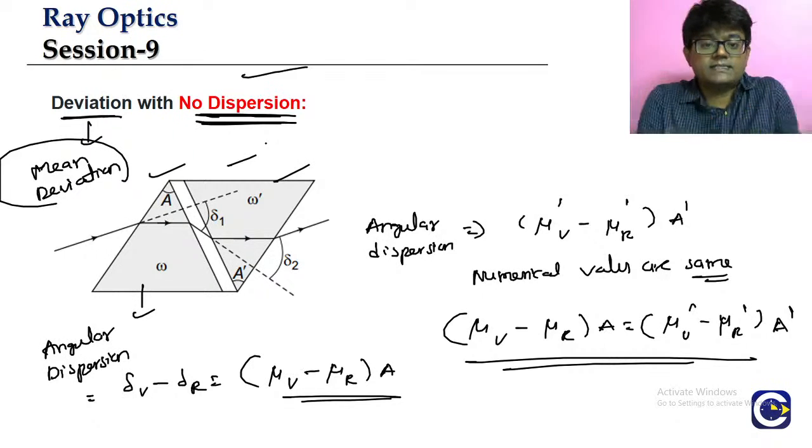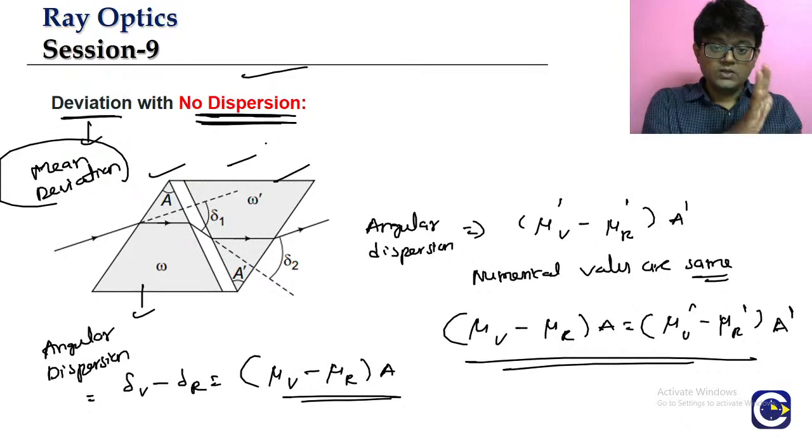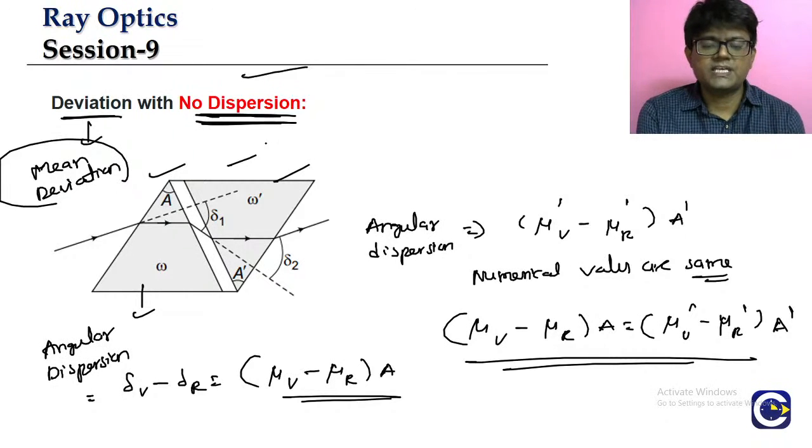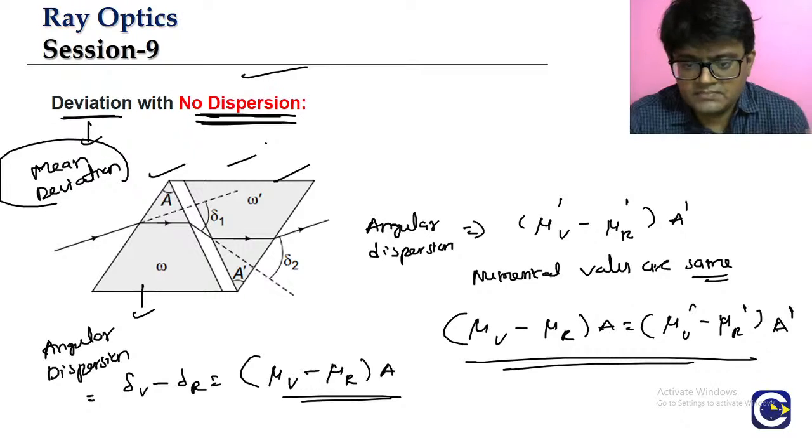So these are the two cases. The first one is no dispersion, sorry, no deviation. If you want, just remember it like this: no deviation means the mean deviation of the first prism is equal to the mean deviation of the second prism. That is the formula.